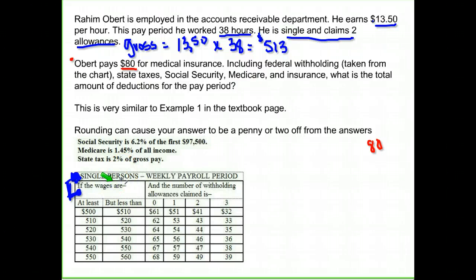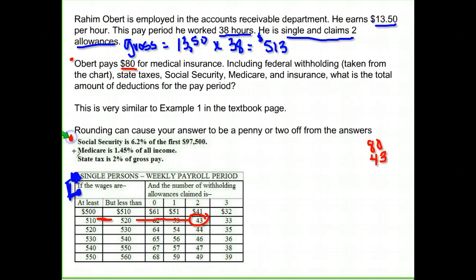So let's come down here to our chart and find out what the federal withholding will be. So his pay is $513, so we look on the chart. $513 is between $510 and $520. So we're on this line right here. He had 2 allowances, so we go over until we get to the column that says 2 allowances right here. And there's our amount that he will be paying that will be deducted. And that is $43. Okay, let's continue our total.